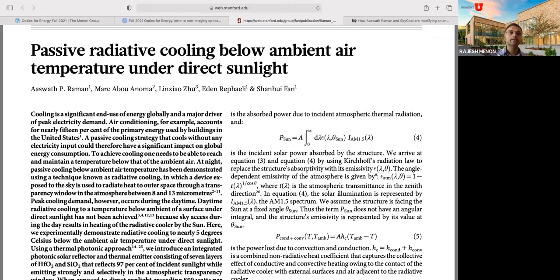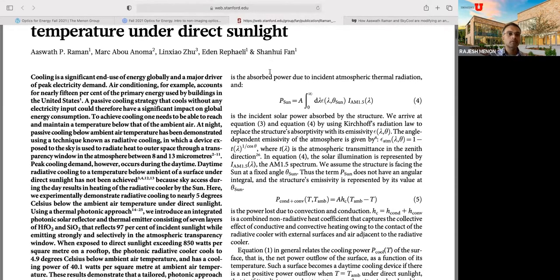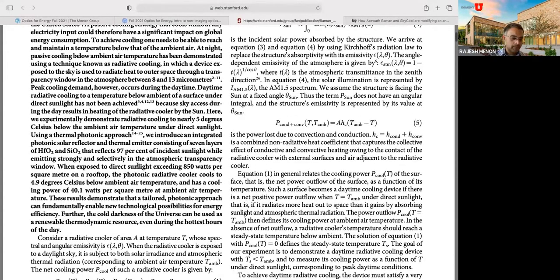What does that mean? That means that they designed and built a device that allows radiative cooling such that the region near the device is cooled to a temperature several degrees below that of ambient temperature under direct sunlight. That had not been done before. So I'll just highlight a few things here.